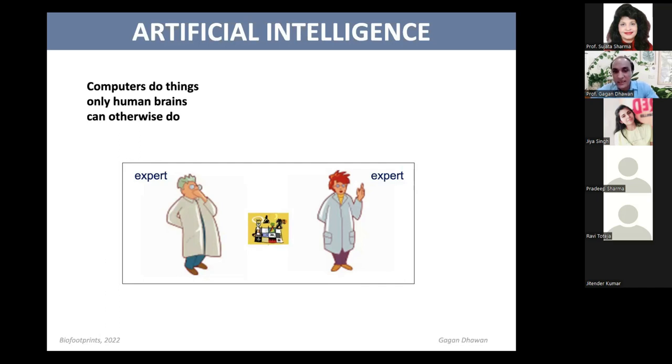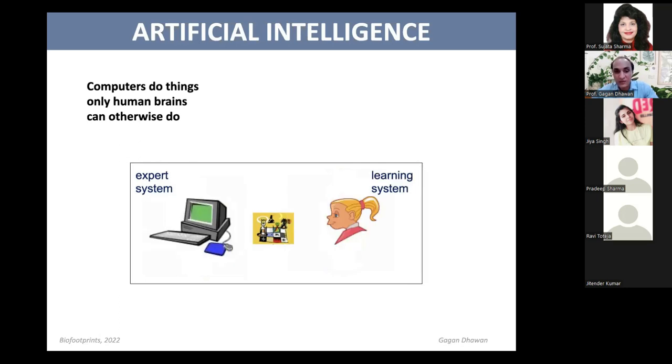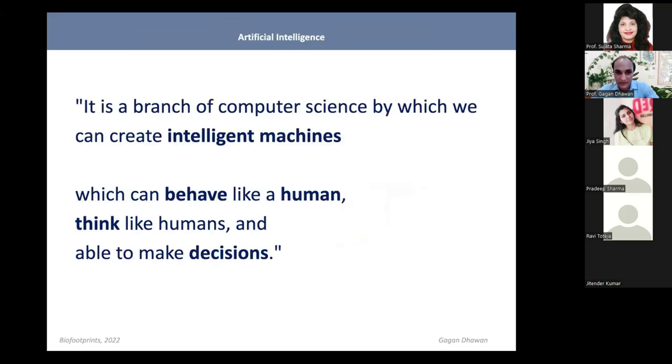So in this case, this is a very nice cartoon. I got it from Google only. So two experts are there playing chess, or there's an expert system and an expert playing chess, as well as an expert system and a learning system, a novice child who is learning how to play chess. So you have to train this novice child or learning system. So my aim today is how to develop this learning system. That means how to amalgamate AI and ML for our drug discovery process.